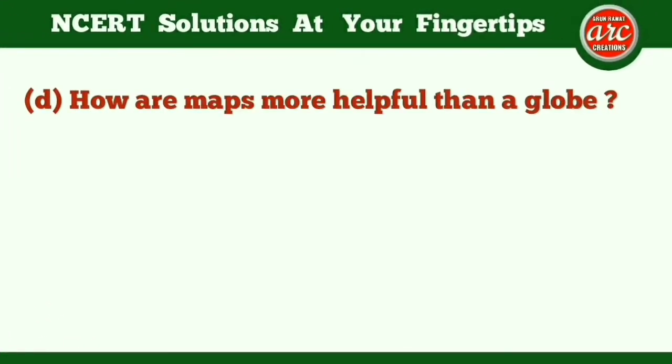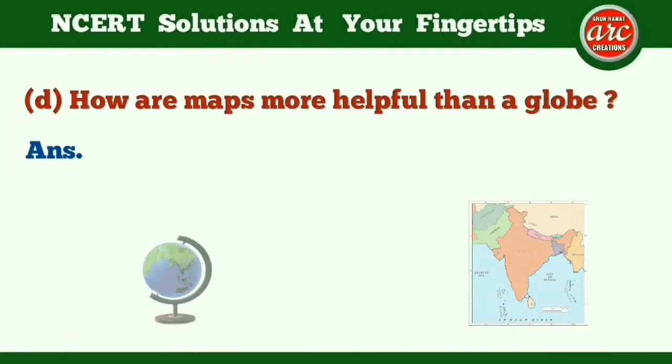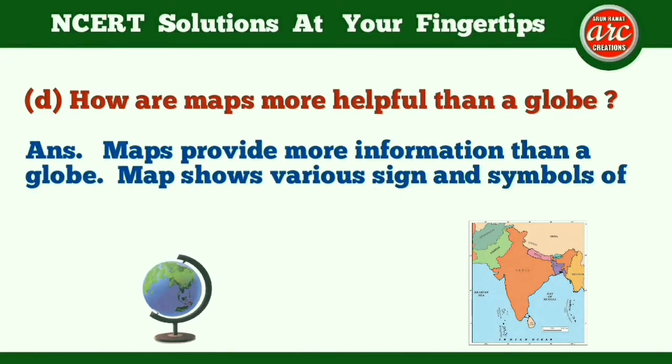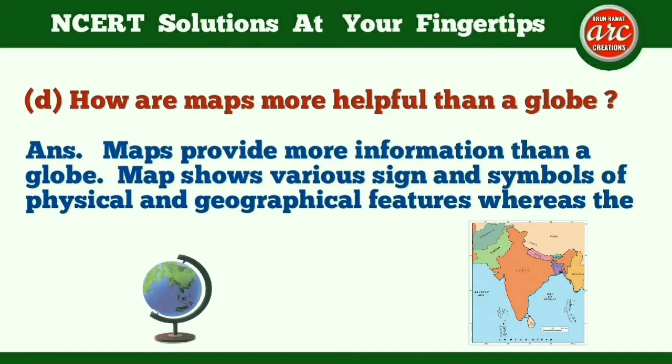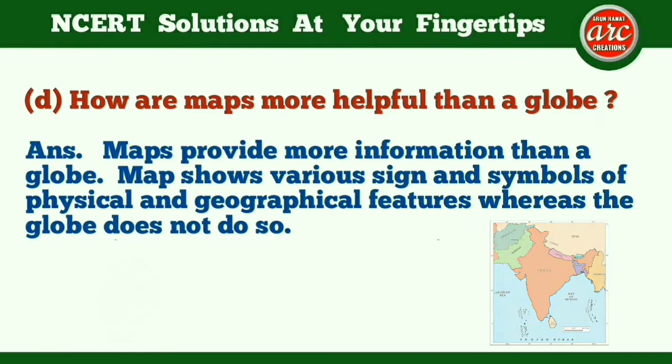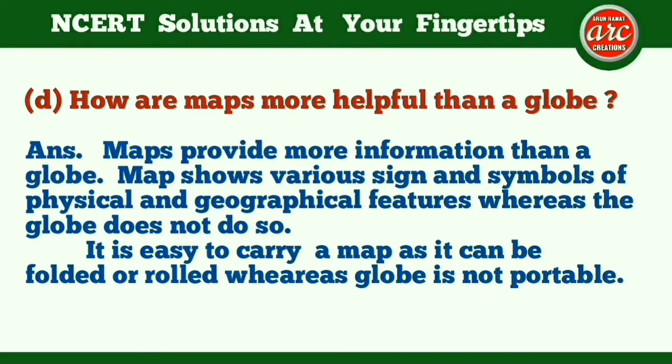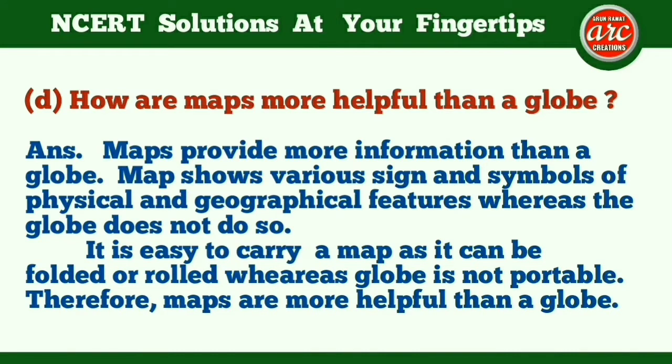D. How are maps more helpful than a globe? Answer. Maps provide more information than a globe. A map shows various signs and symbols of physical and geographical features, whereas the globe does not do so. It is easy to carry a map as it can be folded or rolled, whereas a globe is not portable. Therefore, maps are more helpful than a globe.